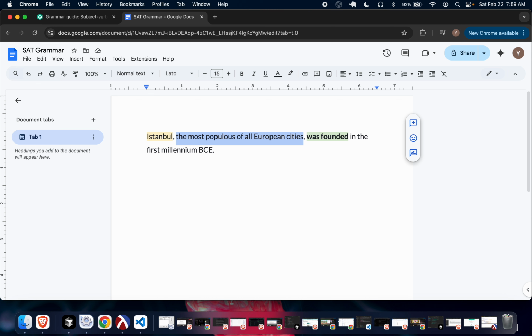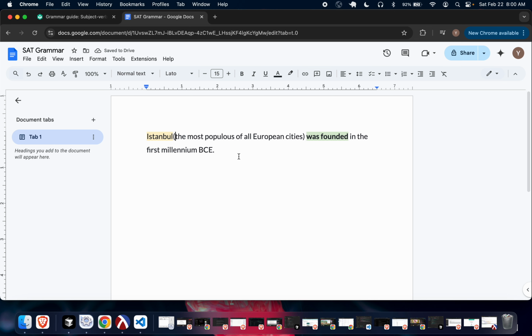One thing that you'll notice in sentences is that extra information can come in the middle of a sentence using commas. Notice how this extra information is separated by commas. Extra information can also be separated by dashes, like this: two dashes, "Istanbul, the most populous of all European cities, was founded in the first millennium." So we can introduce that information using dashes, or we can have parentheses.